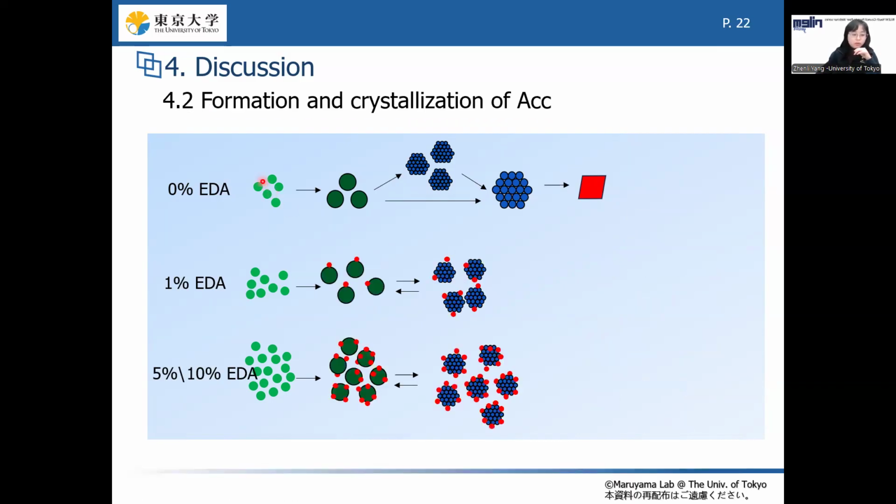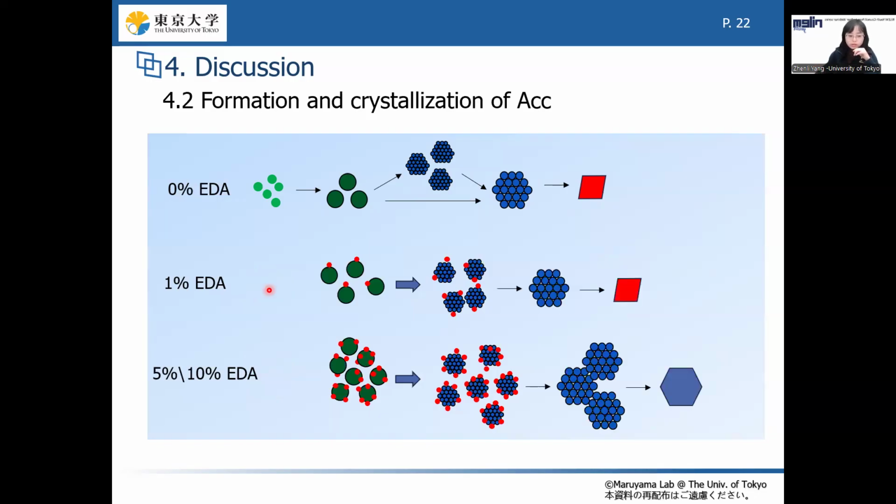And later, when all the portlandite is consumed, the calcium supplement becomes very slow. So the calcium concentration becomes so low that the ACC will unidirectionally transform and grow to the vaterite spherulite, and the spherulite will grow and finally transform to calcite at 1% addition and to vaterite at 5 or 10% addition.